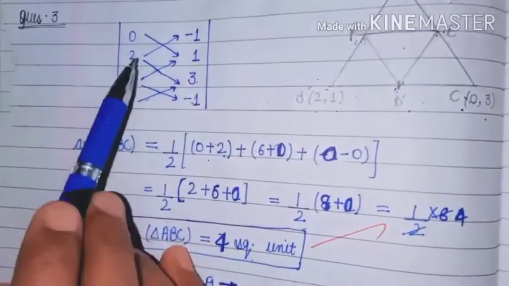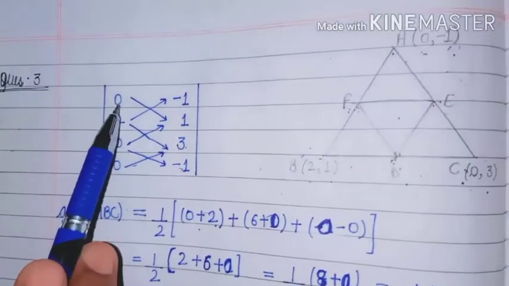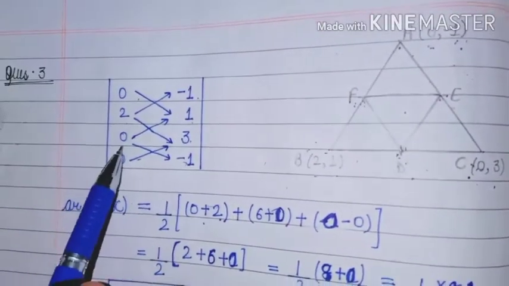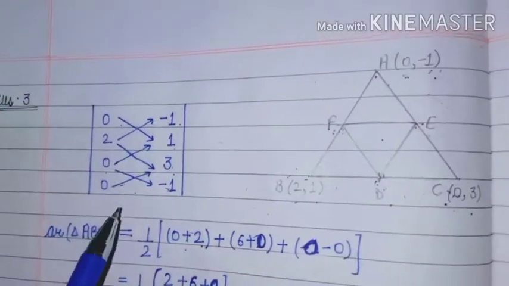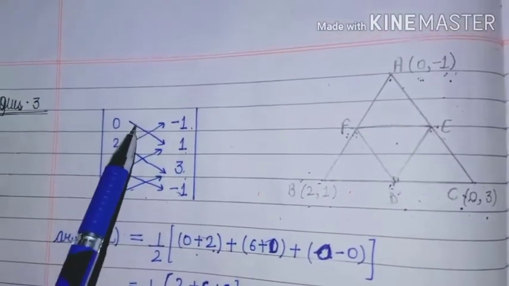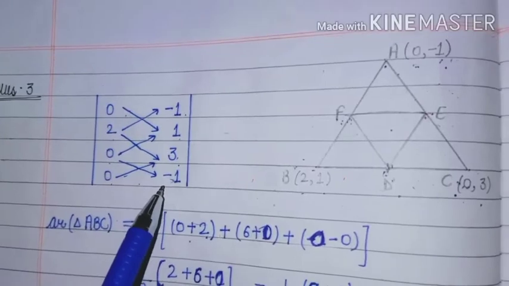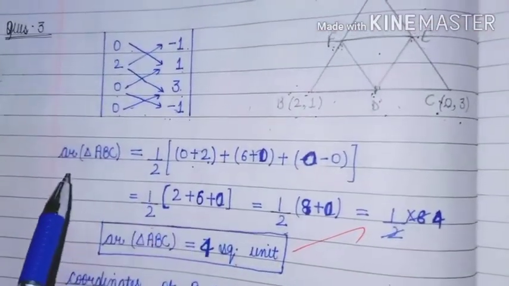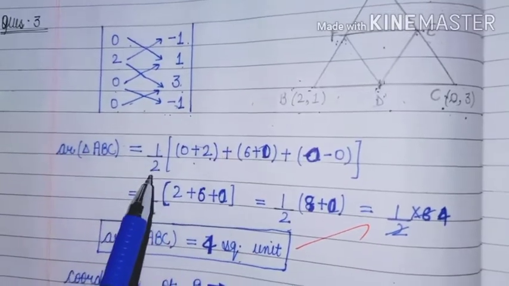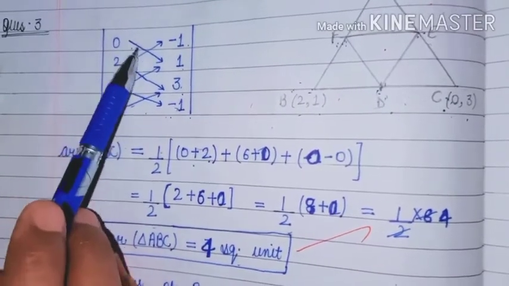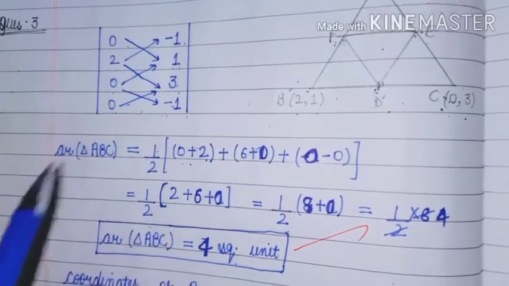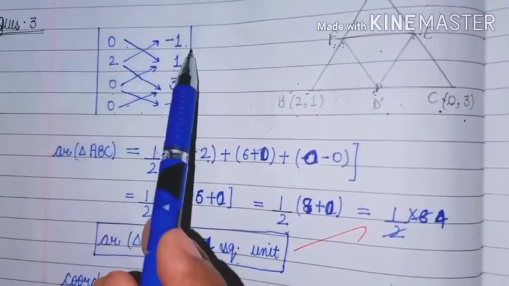So first we will write the coordinates of one vertex, suppose A, so (0, -1), then second (2, 1), then third (0, 3), and again we will repeat the first coordinate (0, -1). And now how to solve the question, you know very well. Area of triangle ABC is 1 by 2. First we will cross multiply the first two terms, 0 into 1 that is 0, minus 2 into -1.